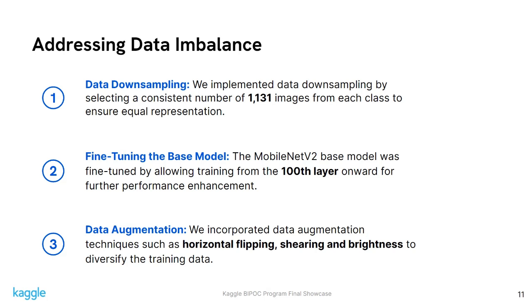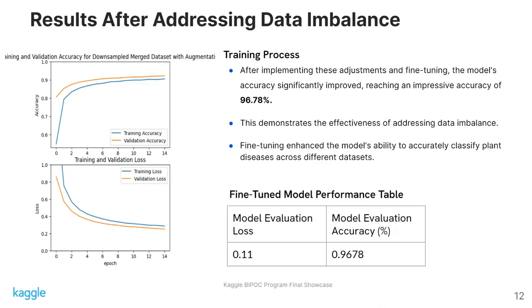In order to address this imbalance, the steps involved data downsampling, in which I selected a consistent number of 1131 images from each class, fine-tuned the base model, and allowed training from the 100th layer onward, and data augmentation techniques like flipping, shearing, and brightness were incorporated. After implementing this adjustment and fine-tuning, the model's accuracy significantly improved, reaching an impressive accuracy of 96.78%, as shown on the table and on the graph.